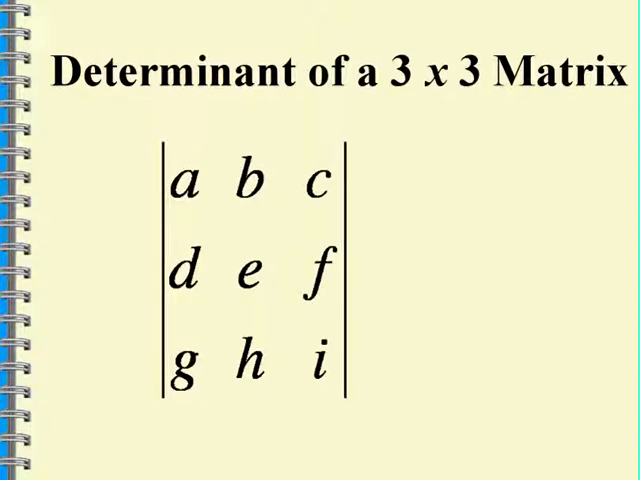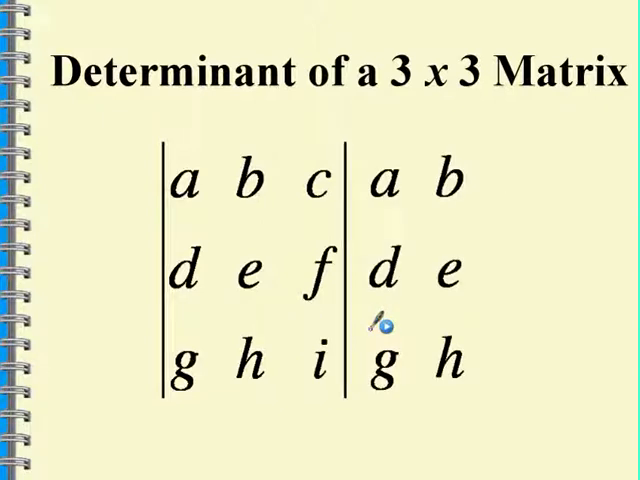Now what you're going to do very first is whatever the first two columns are, you're going to repeat. Okay? So whatever the first two columns are, you're just going to rewrite those again. So you are going to repeat the first column and then repeat the second column. The third column you leave alone. You don't even include the third column again.